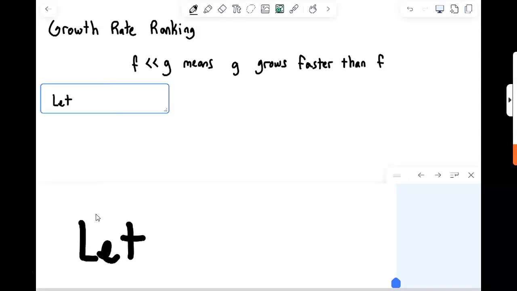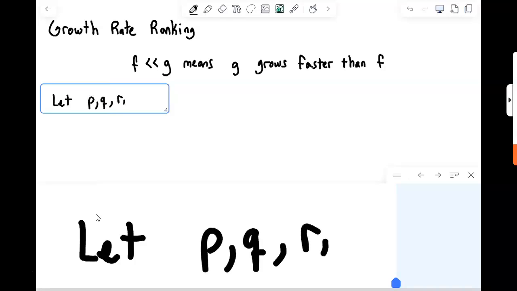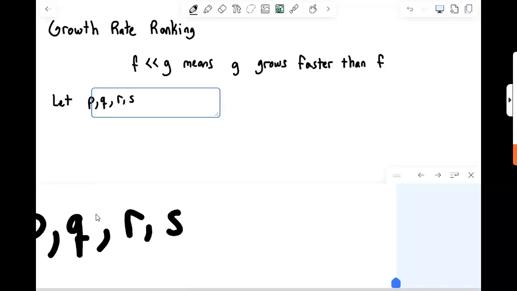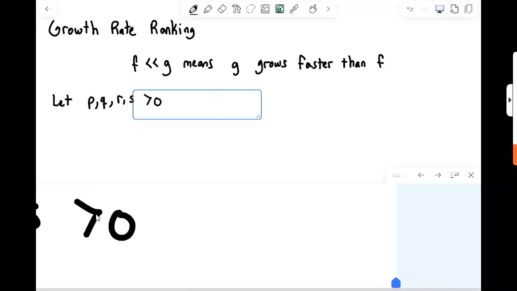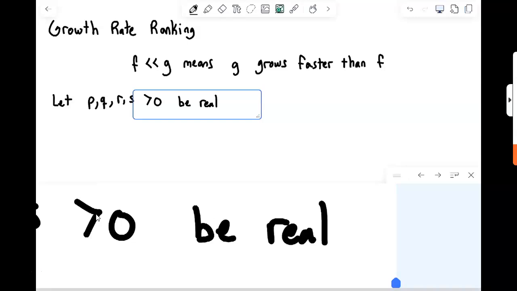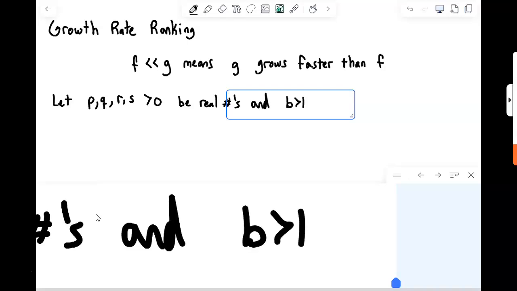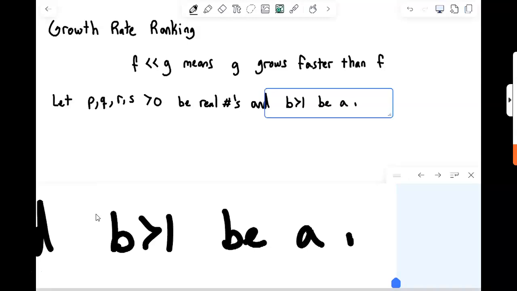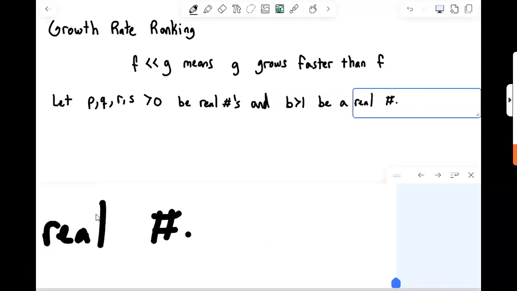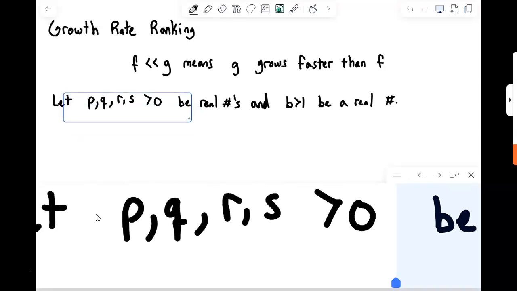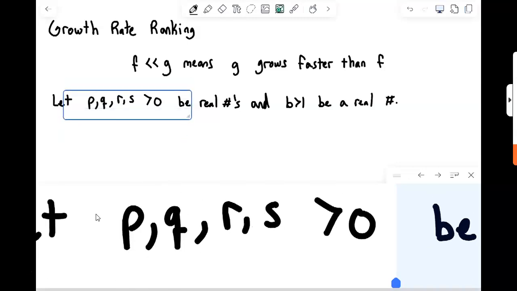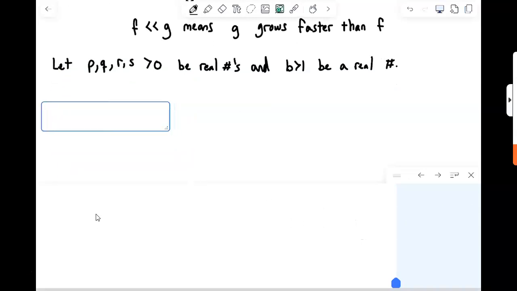some parameters here, P, Q, R, and S. Let those all be greater than 0. Be real numbers. And be greater than 1. Be a real number. Now, we know nothing about the relationship as far as what's bigger, P, Q, R, S. That doesn't matter. These are just positive numbers. Okay, so first things first.